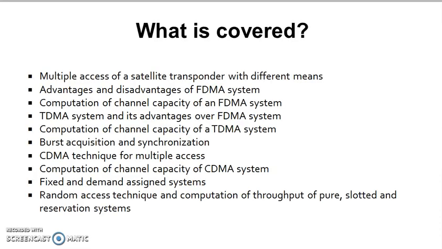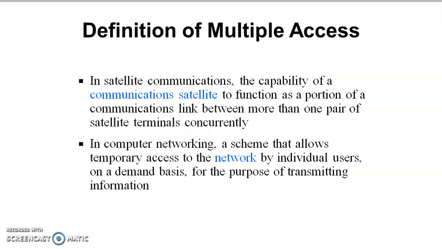Now what we will learn in this module is multiple access of a satellite transponder by different means. Generally we use a transmission system with sharing, so we require multiple channels there. We need to learn about the various multiple access systems, that is TDMA, FDMA, CDMA, all of which we learn in this module. We try to learn what is meant by multiple access.